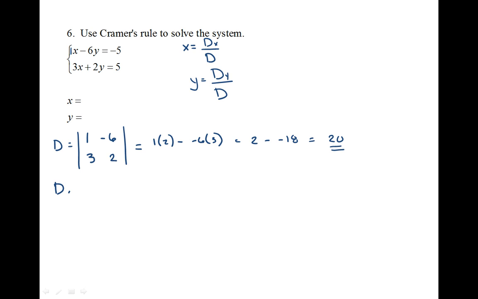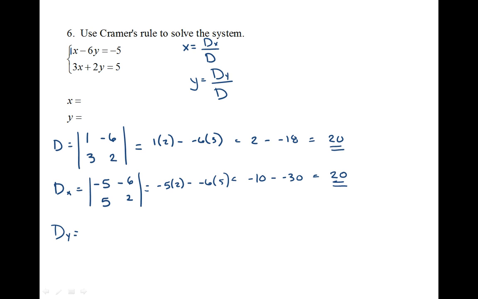Now for D subscript x, we need to replace the x's with the constants. So we will be finding the determinant of negative 5, 5, negative 6, 2. So that's going to be negative 5 times 2 minus negative 6 times 5, which is negative 10 minus negative 30, which is also equal to 20.